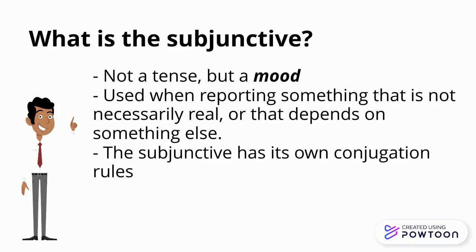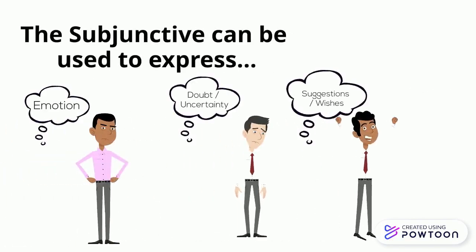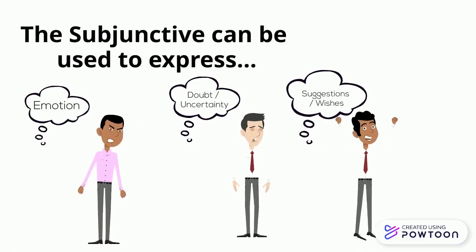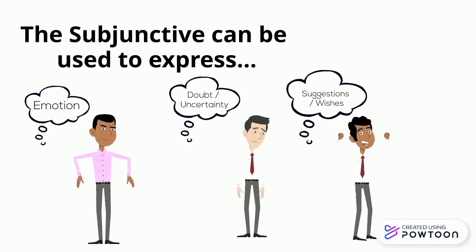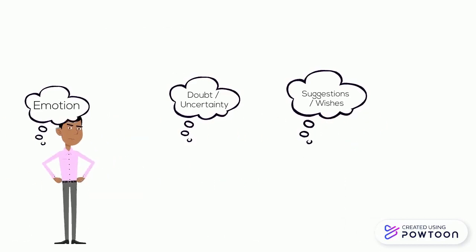And also, it has its own conjugation rules that are different from the rules you've learned so far in my Spanish class. And we will go into that later on in this presentation, so don't let that freak you out just yet. So the subjunctive can be used to express emotions, happiness, anger, sadness, doubt and uncertainty, and suggestions or wishes.